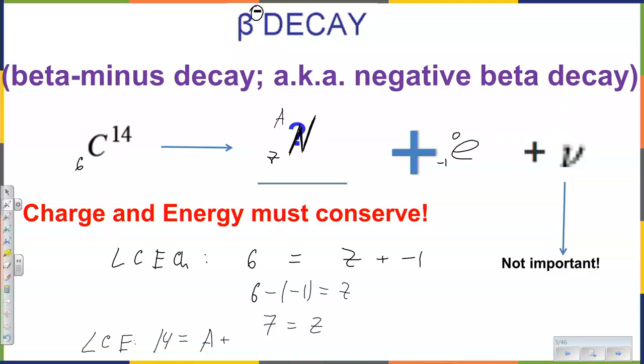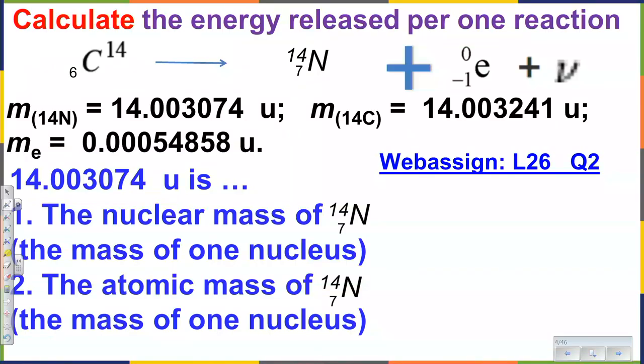Next step. Law of conservation of energy. In this situation, it says that the total atomic mass number before the reaction should be equal to the total atomic mass number after the reaction. Algebra, arithmetics, done. That's how we approach every single reaction.